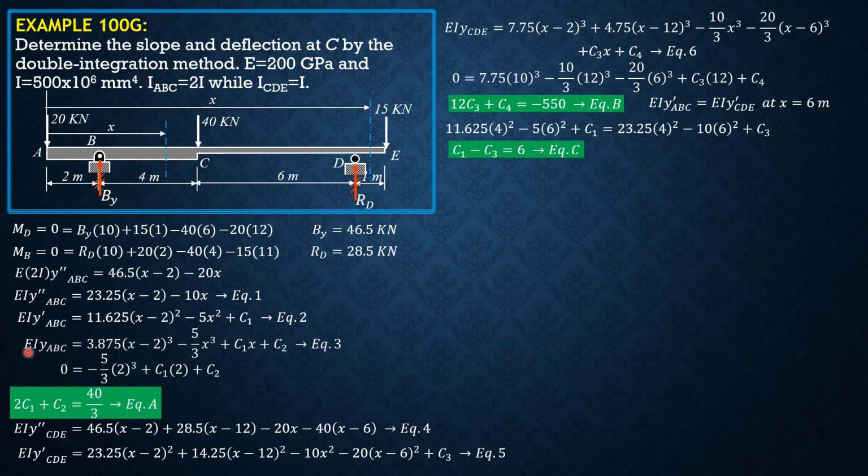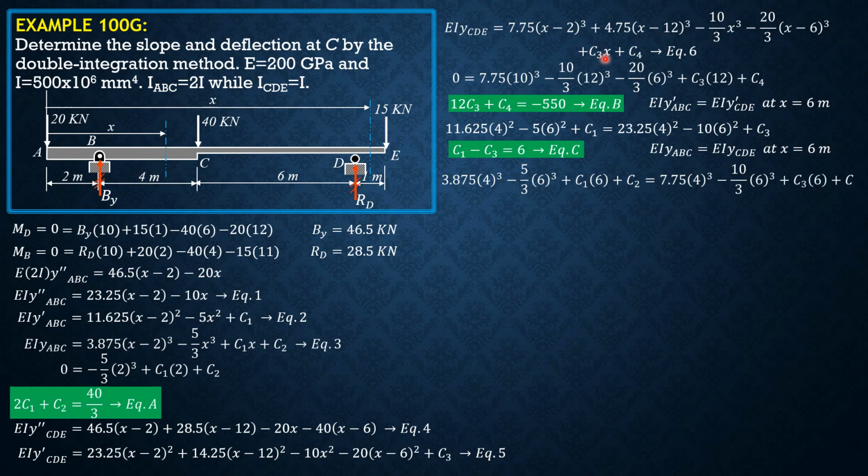Then EI y ABC when x is 6 is equal to EI y CDE when x is 6. Same common deflection at C. So substitute here at ABC: 3.875 times (6 minus 2) cubed, minus 5/3 times 6 cubed, plus c sub 1 times 6, plus c sub 2 equals 7.75 times 4 cubed, ignored, minus 10/3 times 6 cubed, 0, plus c sub 3 times 6 plus c sub 4.